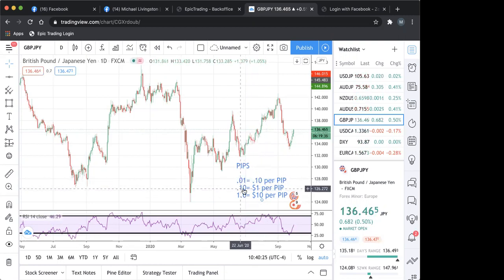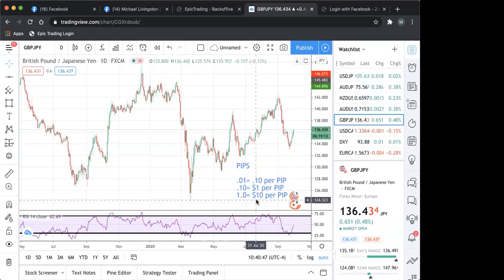So if it's 20 pips, it would be $2 that you would be risking. Now, if it was 20 pips on a dollar-per-pip lot, that would be $20. So you see right here, a dollar a pip, and if it moves 10 pips, that's $10. At a 1.0 lot, it's $10 per pip, so if it moves 10 pips, that's $100. If you catch 20 pips with a 1.0 lot, 20 times 10, that's $200 in profit.